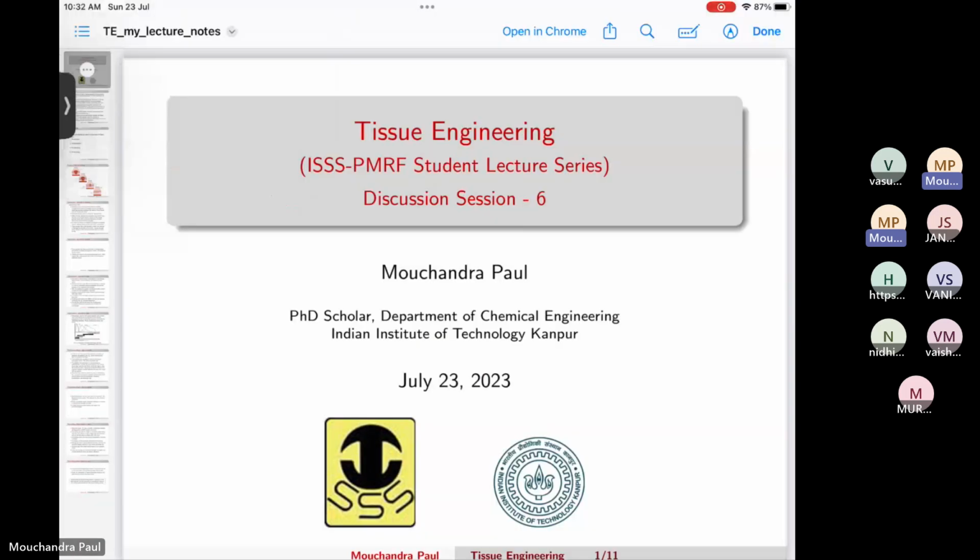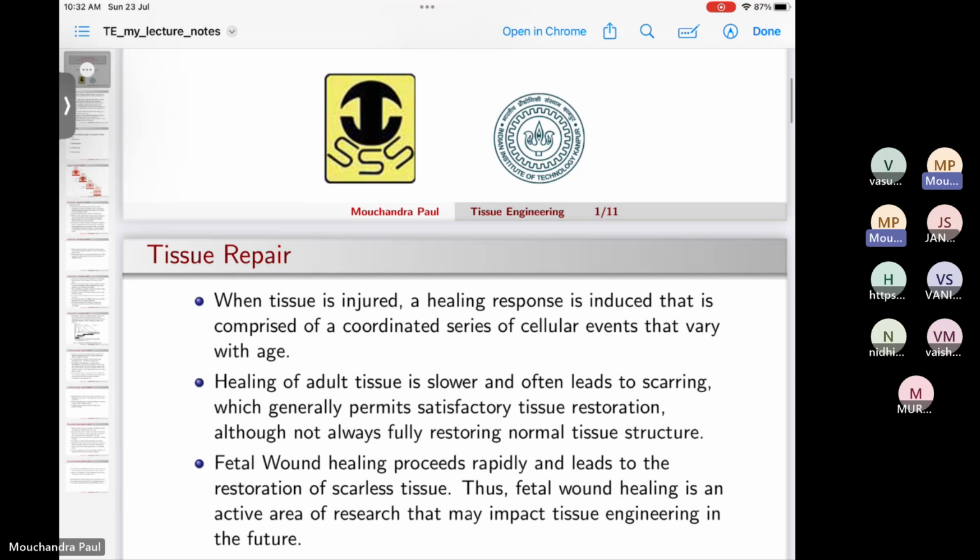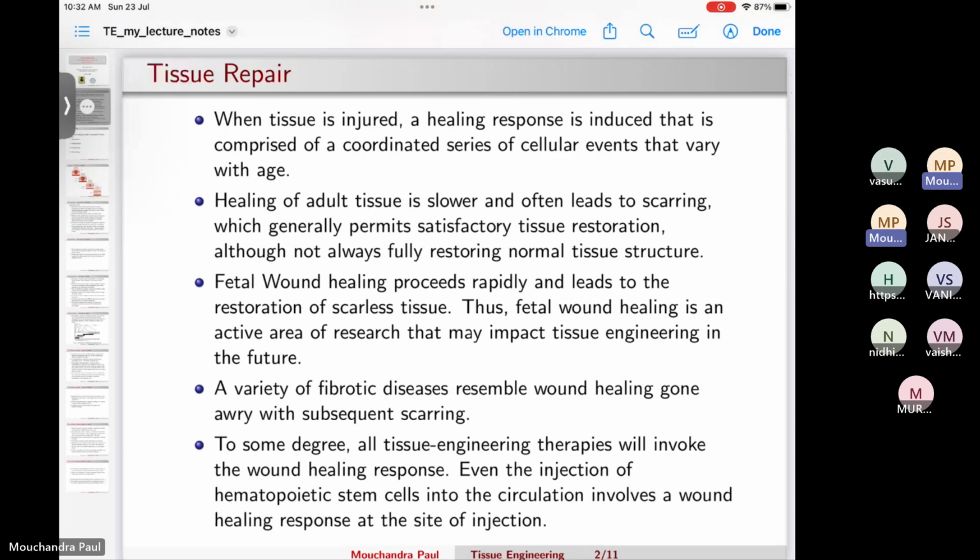So yesterday we talked about one mode of tissue dynamics, that is morphogenesis. So today we will cover another dynamic state of the tissue, that is tissue repair.